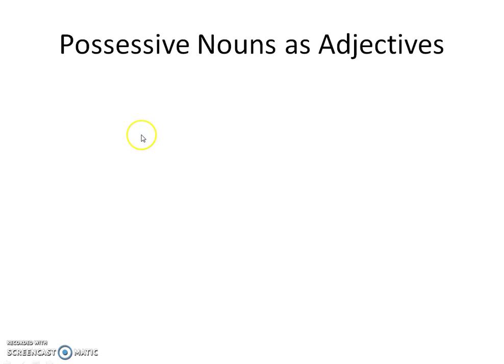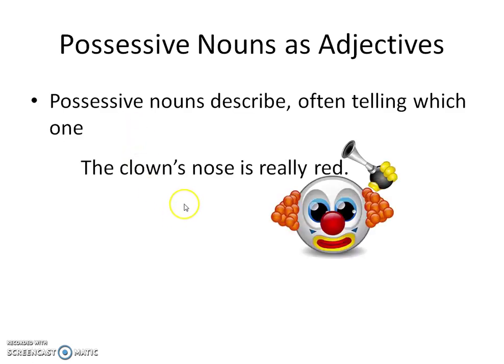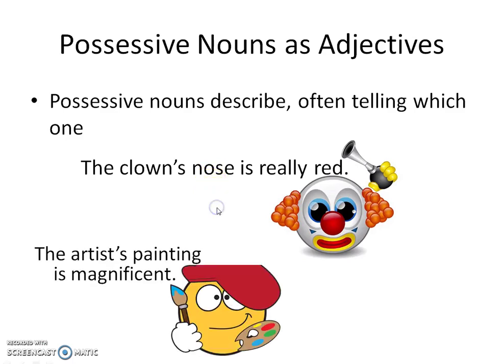Possessive nouns as adjectives. Possessive nouns describe, often telling which one. For example, the clown's nose is really red. Which nose? The clown's. So it's a possessive noun, but it's also answering the question of which one and describing the nose. So it acts like an adjective. The artist's painting is magnificent. Which painting? The artist's painting. So again, it is a possessive noun, but it's acting as an adjective, telling us which one.